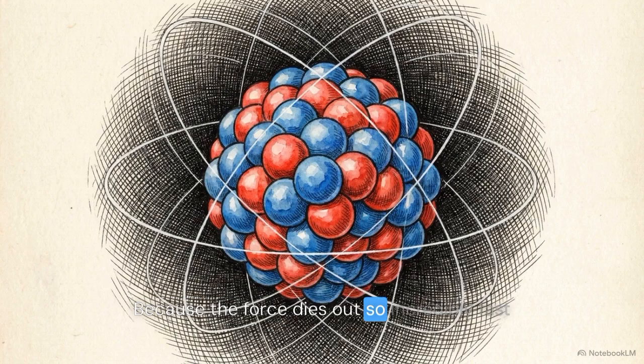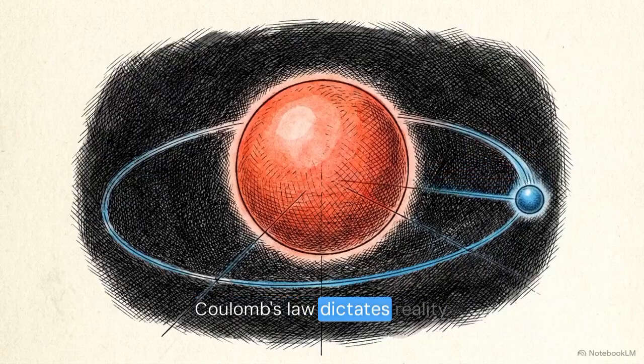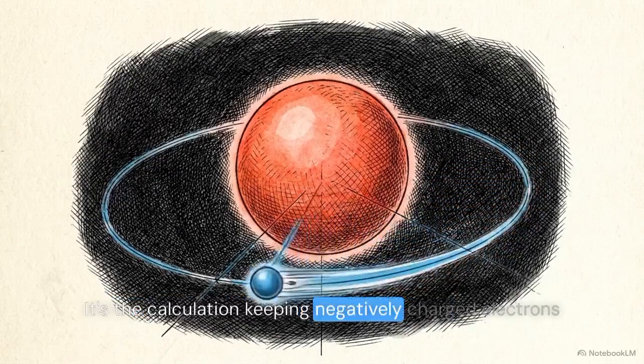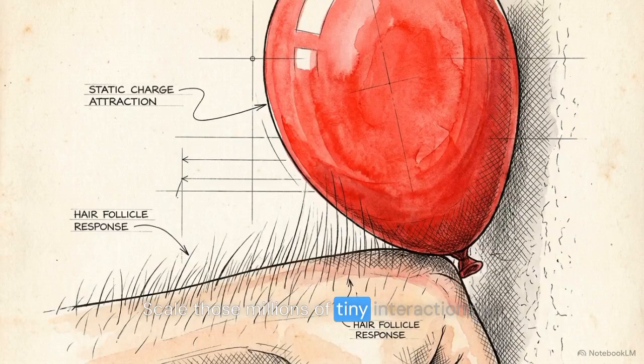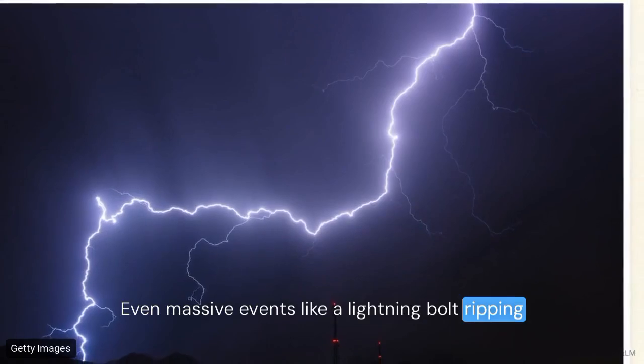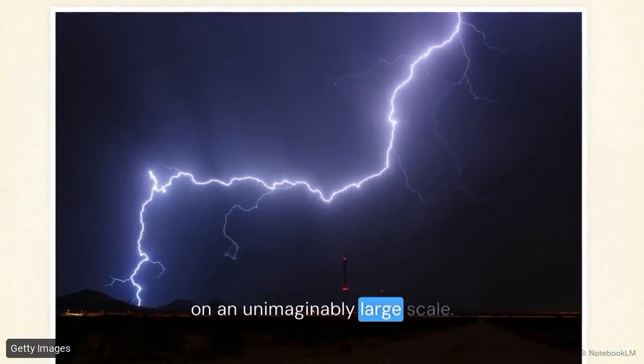Because the force dies out so incredibly fast over space, the immense electrical forces locked inside every atom cancel out at a distance. That steep mathematical drop-off is the exact reason everyday objects don't violently push or pull on each other. Up close, at the atomic level, Coulomb's law dictates reality. It's the calculation keeping negatively charged electrons bound to positive atomic nuclei. Scale those millions of tiny interactions up, and you get everyday phenomena, like the static cling that sticks a balloon to a wall. Even massive events, like a lightning bolt ripping through the atmosphere, are simply point charges reacting to one another on an unimaginably large scale.